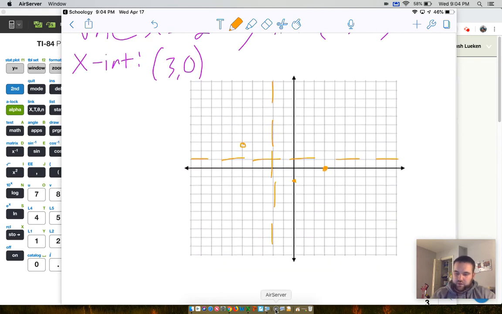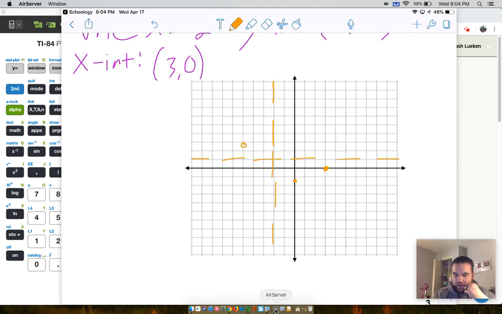Okay. So those are the 3 points that I have right now. I'm going to guess this is something that looks like this. And I don't know what happens here, but I'm guessing probably something like that. Let's take a look, though, at the calculator and see what there is to see.